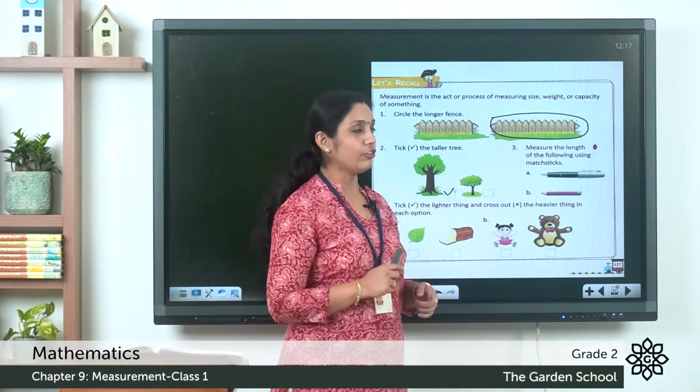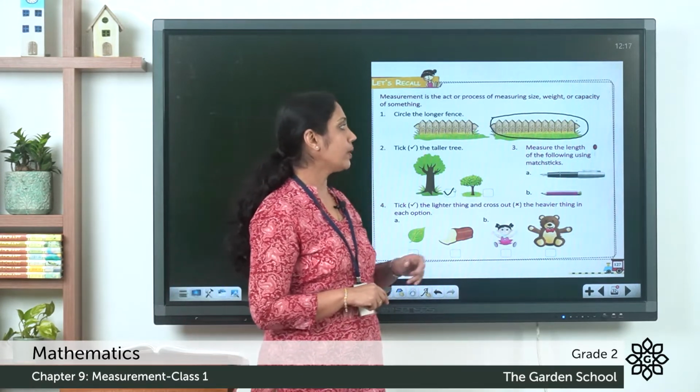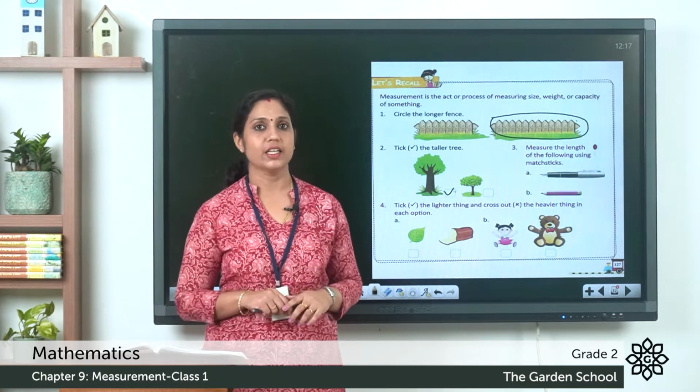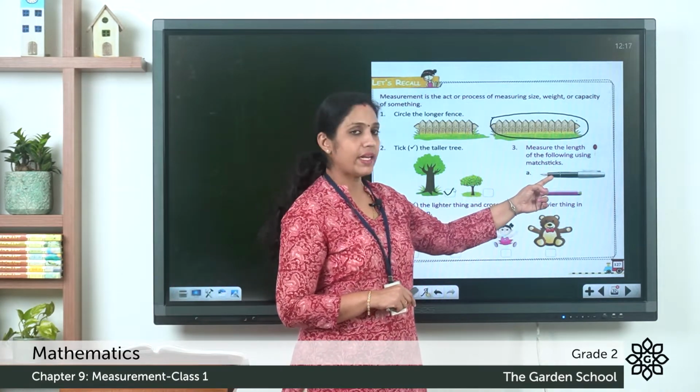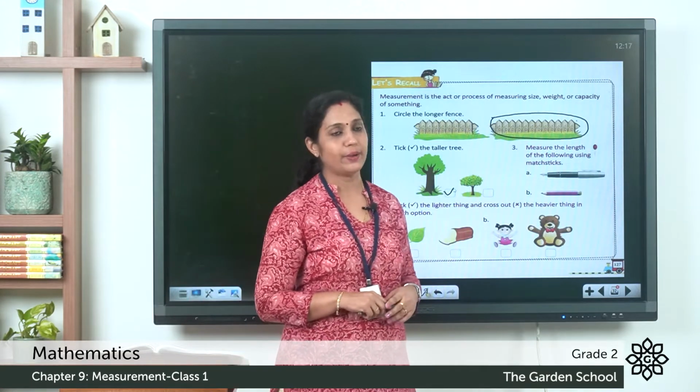Measure the length of the following using matchsticks. So what we have to do, you have to measure the length. And how you should measure? You have to use a matchstick. You have to measure this pen and a pencil using the matchsticks, and you can write the answer over there.